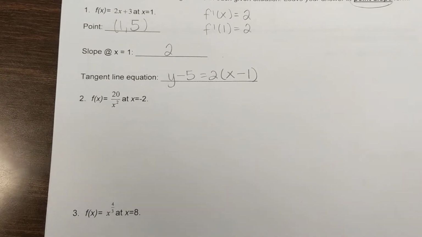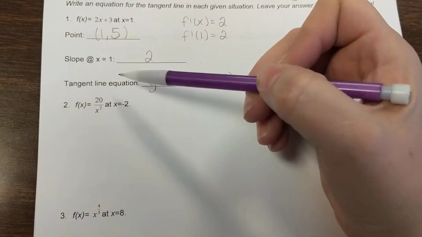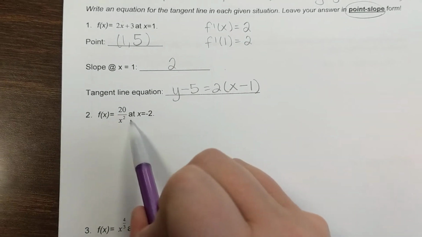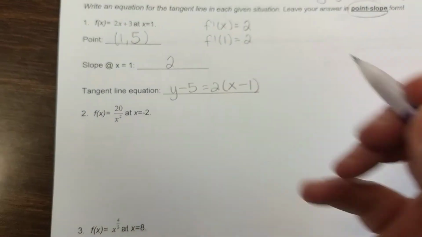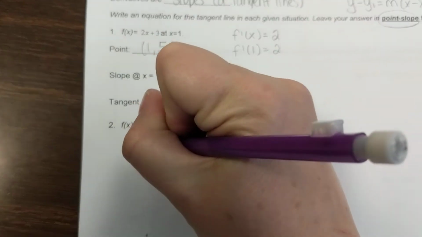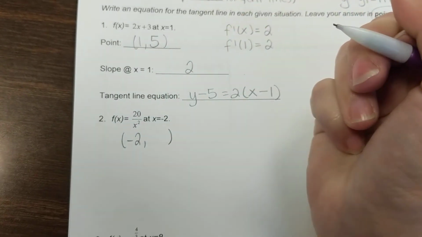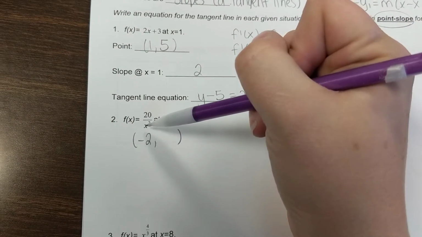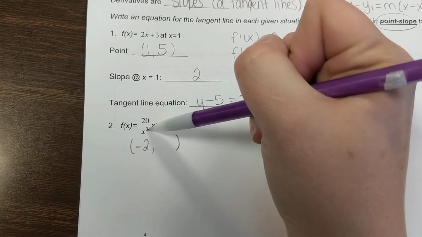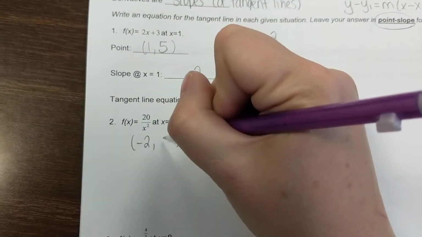So now number 2, same thing, I just didn't give you all these little scaffolds here. So I've got this function, and this is at x equals negative 2. So first thing we need to know is what's the point at negative 2. So I plug it in, negative 2 squared is 4. 20 divided by 4 is 5.